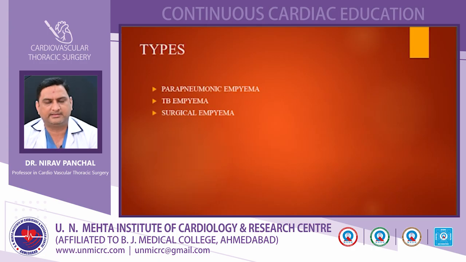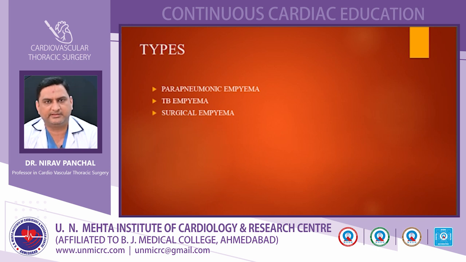Now, empyema, as the name suggests, is the collection of pus in the pleural space. Different types of empyema, as we know, are parapneumonic empyema, tuberculous empyema, and surgical empyema. The parapneumonic empyema is associated with pneumonia or pneumonitis, or sometimes a lung abscess complicates the parapneumonic empyema.